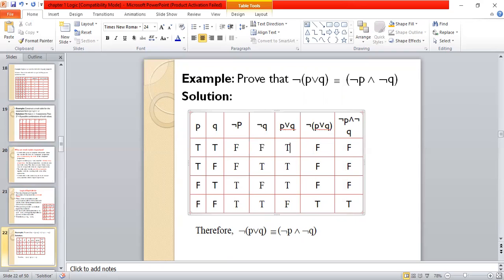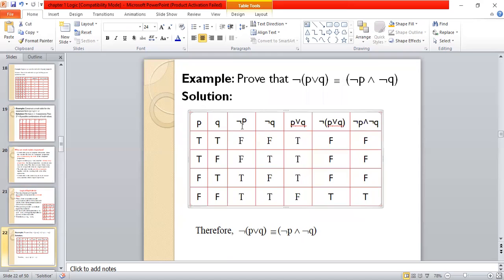So the negation of this one is false, false, true, true. Have you seen? And the other one is the negation of P and the negation of Q. In the case of conjunction, it becomes true only when the two statements are true.